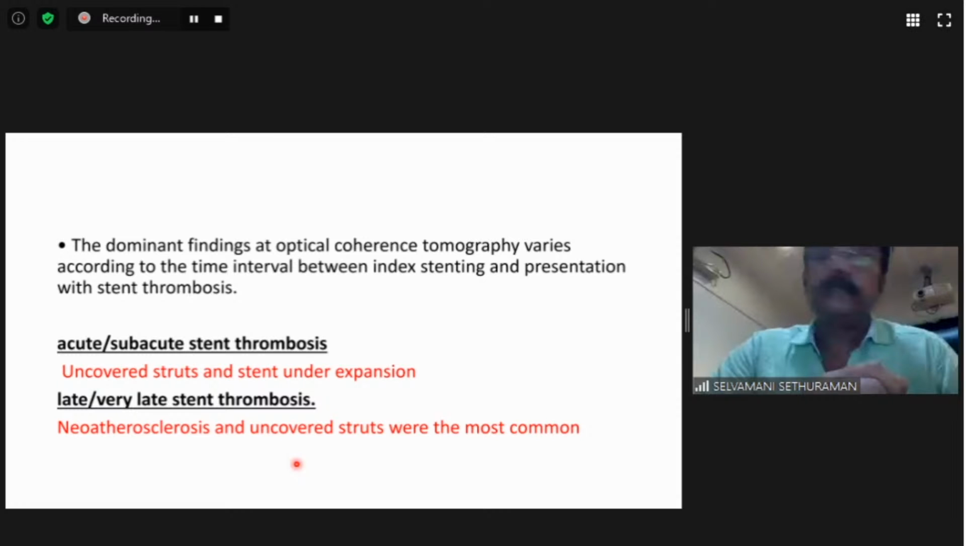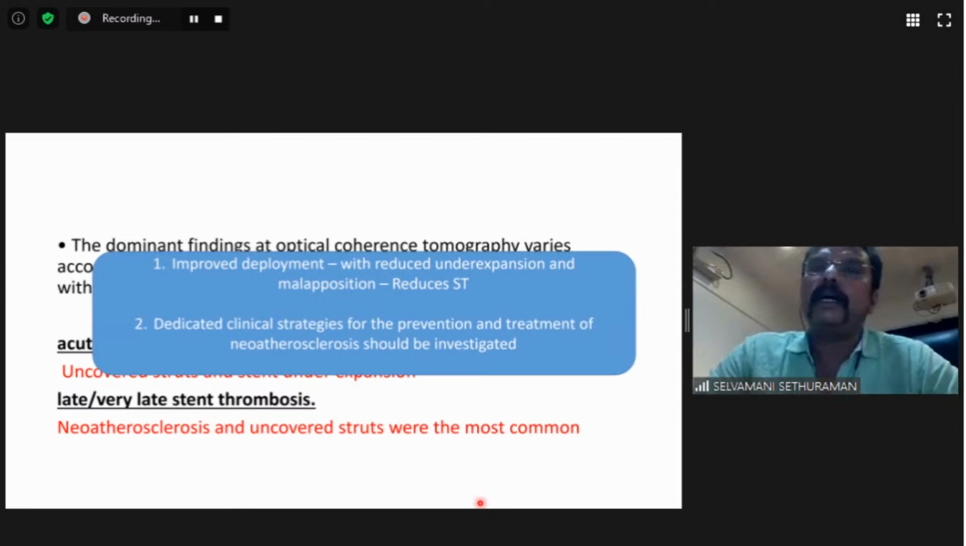And of course, very late stent thrombosis is neoatherosclerosis or uncovered stents. So, a very important thing is stent under expansion. If you leave it, it is one of the important reasons for stent thrombosis. You just remember that. And malapposition, although it has not been the main reason in many studies, significant malapposition, more than 400 microns, is definitely a risk factor for stent thrombosis. Keep that also in mind. And I will just show you a series of interesting cases, what has happened.